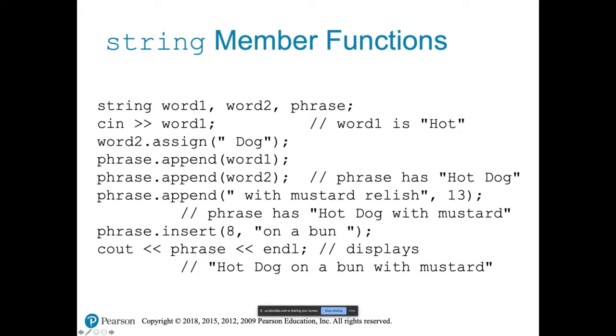So that's exactly what it's doing. Read in the word is hot, and you assign space hot dog. Append this, then append this at the end, starting at 13. Then you have this. Then you insert this at index 8 on the bug. You have 0, 1, 2, 3, 4, 5, 6, 7. And then you have on a bun, you insert it, but you still have with mustard at the end. So now instead of doing the shorthand notation, you have member functions.